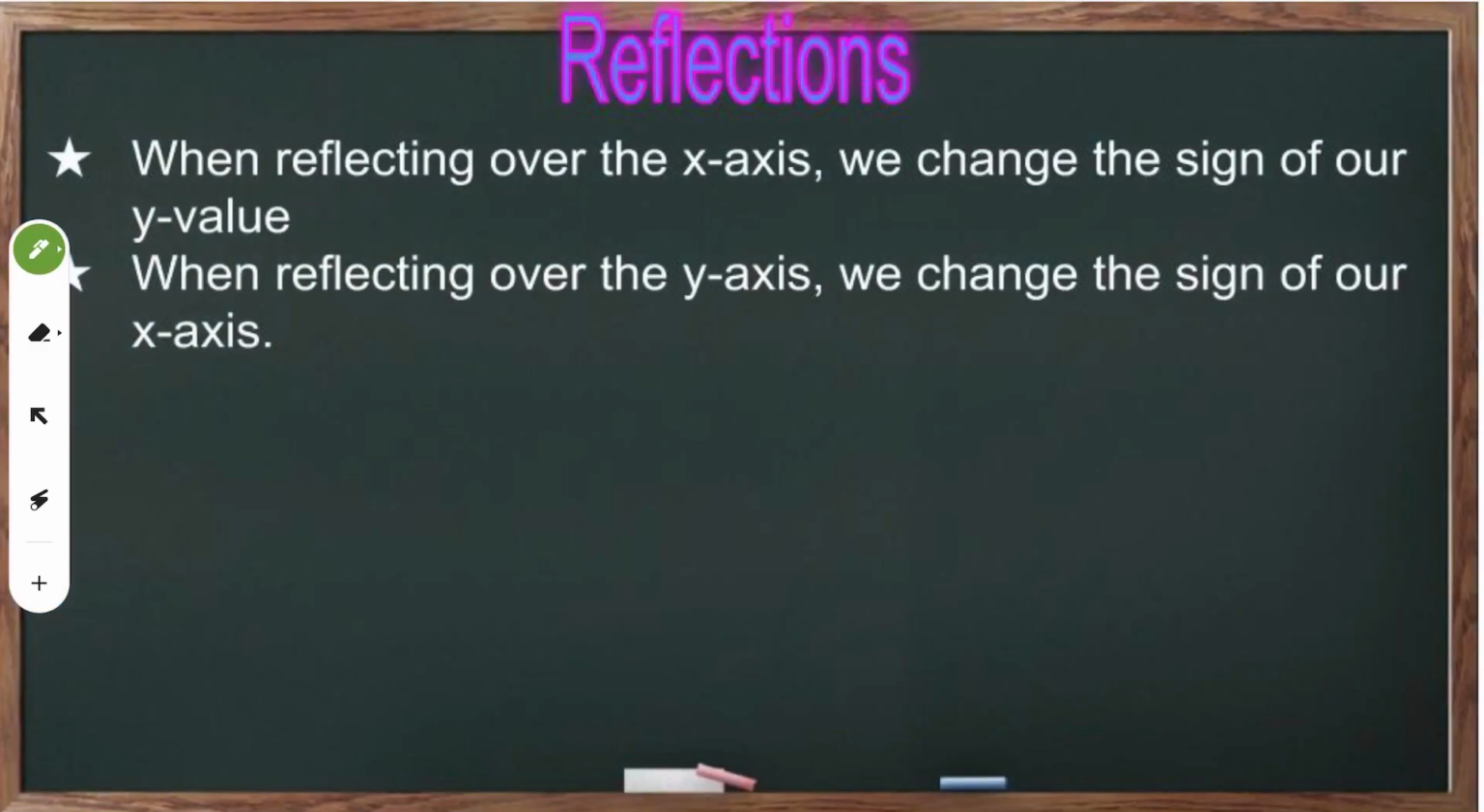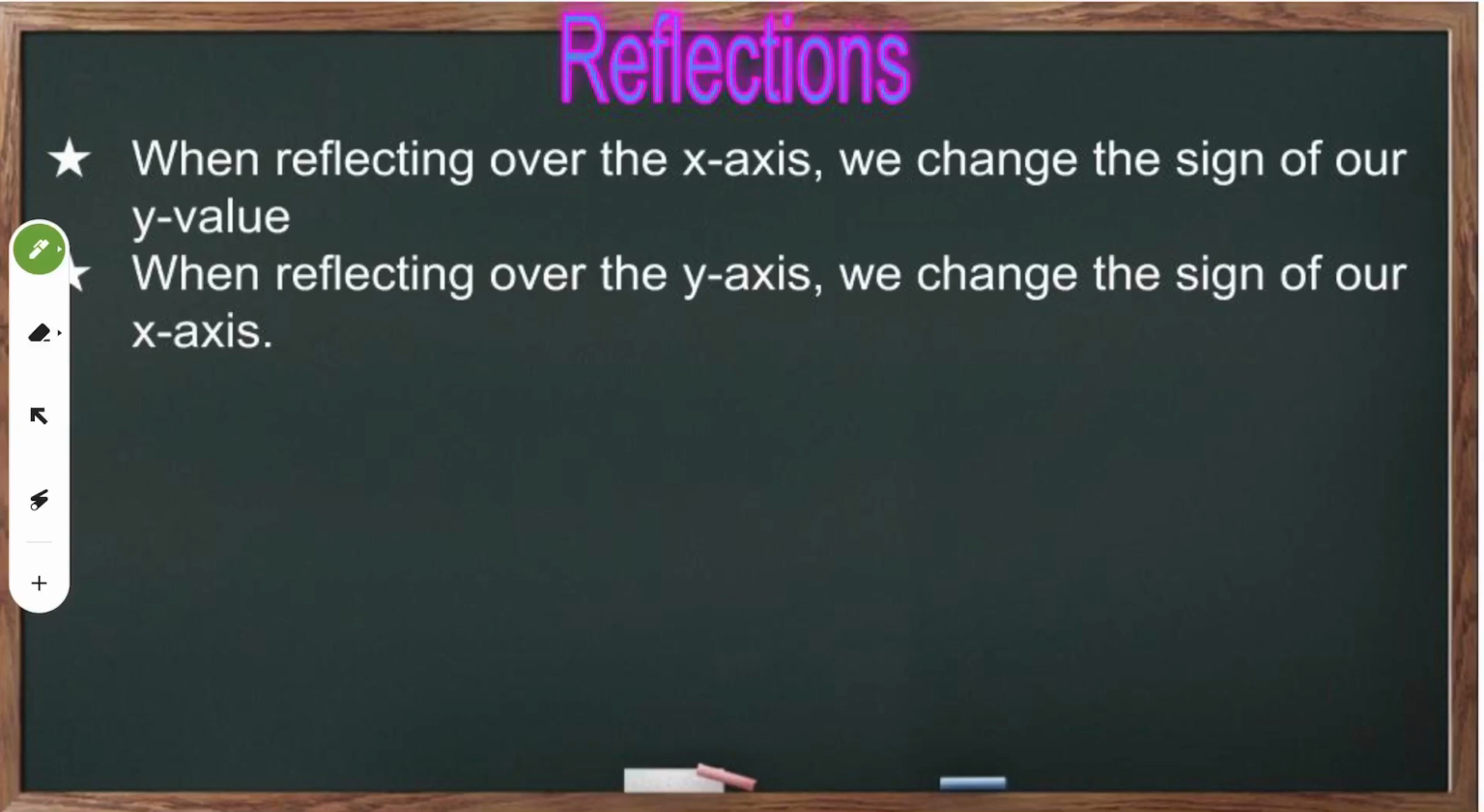So when I first taught you guys this, I taught you by counting the units, how far it is from the line of reflection, and then flipping it over by counting over the line of reflection and moving the same distance again. However, this may seem new to some of you, to others it's not, and it's just a little refresher. So when you're reflecting over the x-axis, we change the sign of our y value.